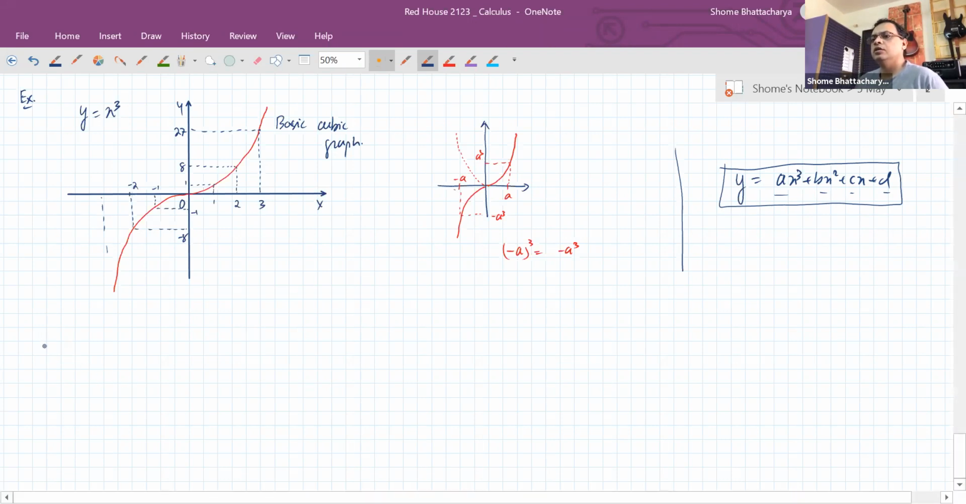So don't we have a name for this graph, like parabola? Yeah, unfortunately, we don't have. Parabola is a specific name, but in maths, the cubic graph does not have a specific name. Okay, sir.